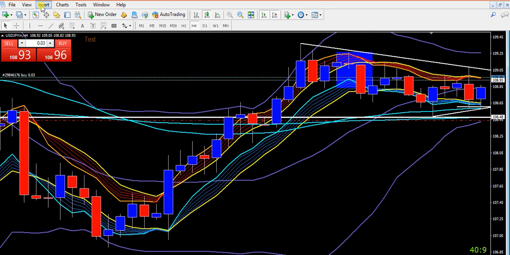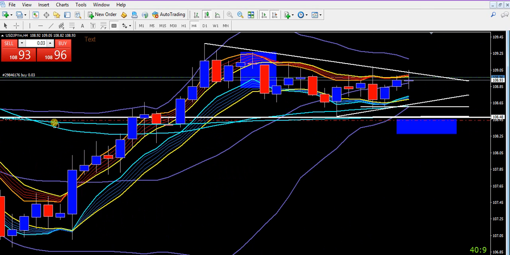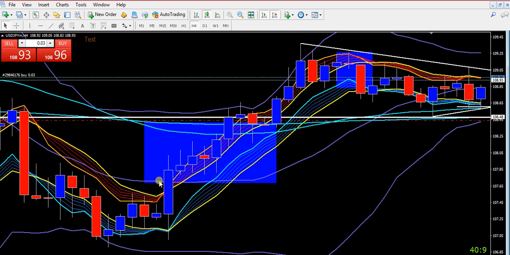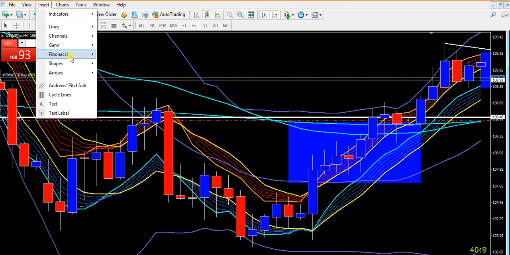But what about if price is in the middle of this range? If price is still in the middle of this range, then there is no trend. For me, this is the flat area. It's different from this one. Different from this one, guys.